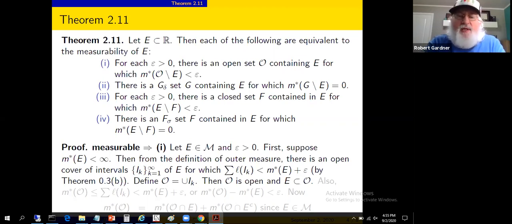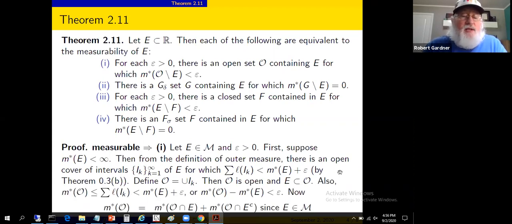An arbitrary union of open sets is open. This is a countable union of open intervals. So anyhow, that's what set O is. Then certainly O is open, and E is a subset of O. E is a subset of the union of these intervals, and that's what we meant when we said cover set E with intervals.